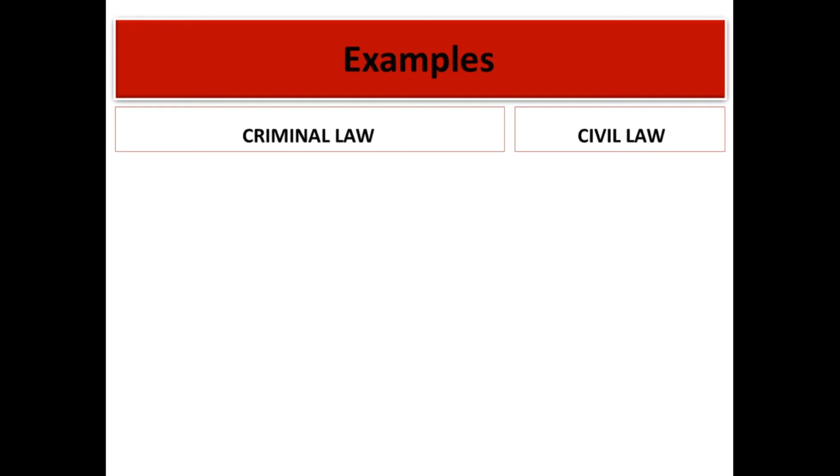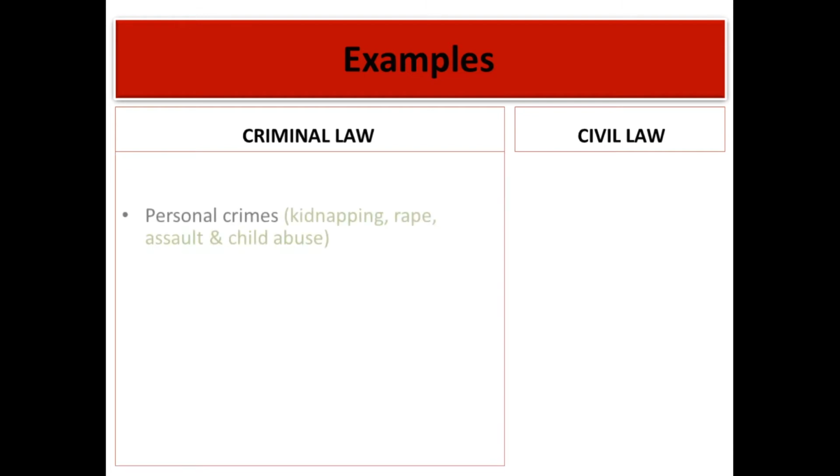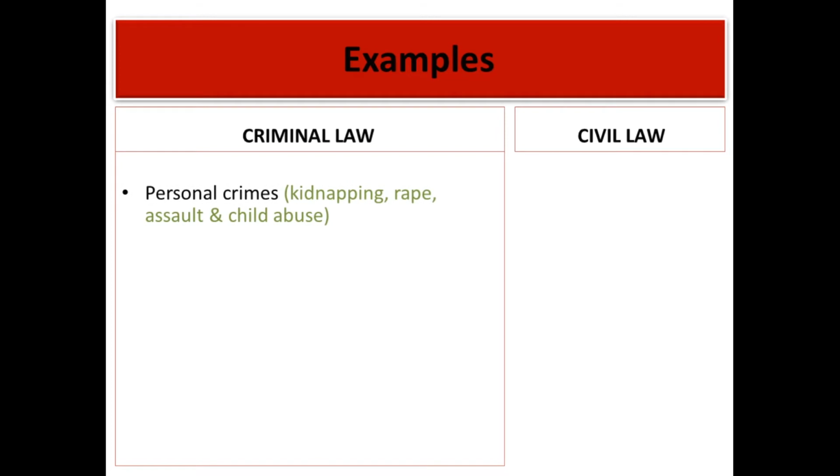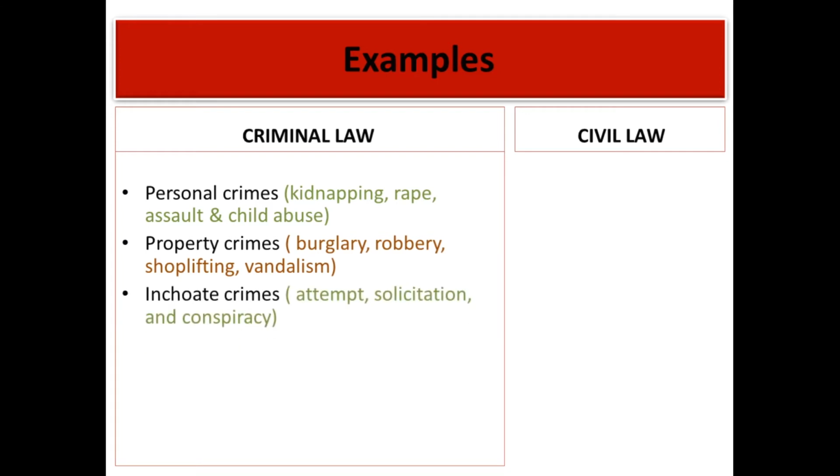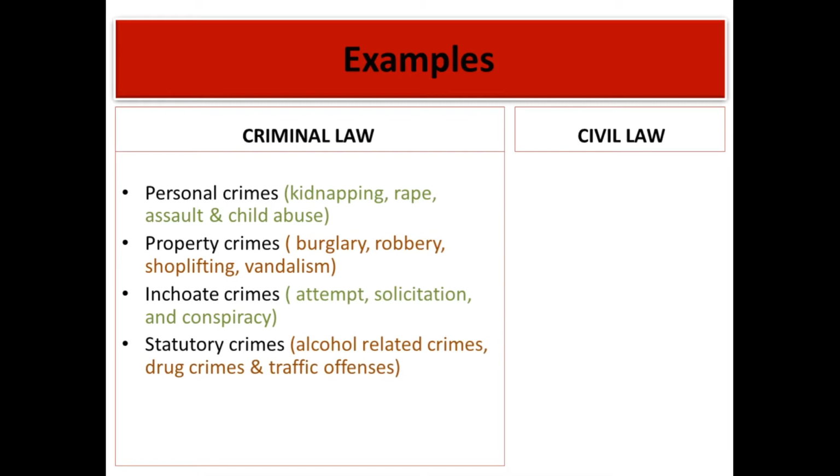There are quite a number of examples of offenses under criminal and civil law. I'll mention a few. For criminal law, there are personal crimes, which include kidnapping, rape, assault, and child abuse. Then property crimes, which include burglary, robbery, shoplifting, and vandalism. Then inchoate crimes. They include attempts, solicitation, and conspiracy.